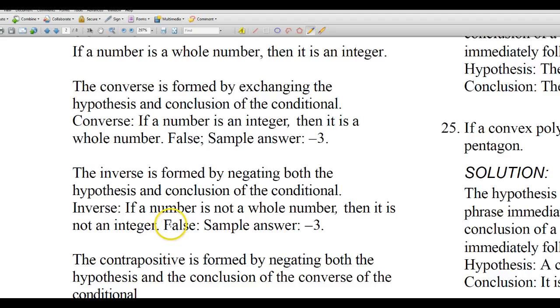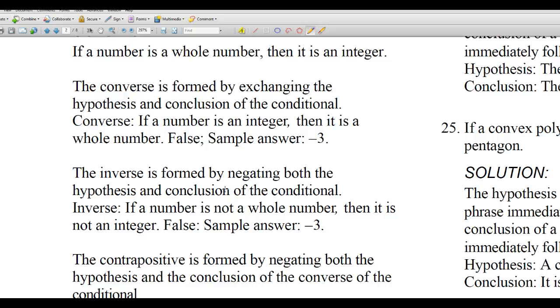And once again, this is false. Our counterexample could be -3. So let's see why -3 works here. If a number is not a whole number, okay, -3 is not a whole number, then it is not an integer. Well, -3 is an integer. So proving that this is a false statement. Okay, once again, we can use another negative integer there.